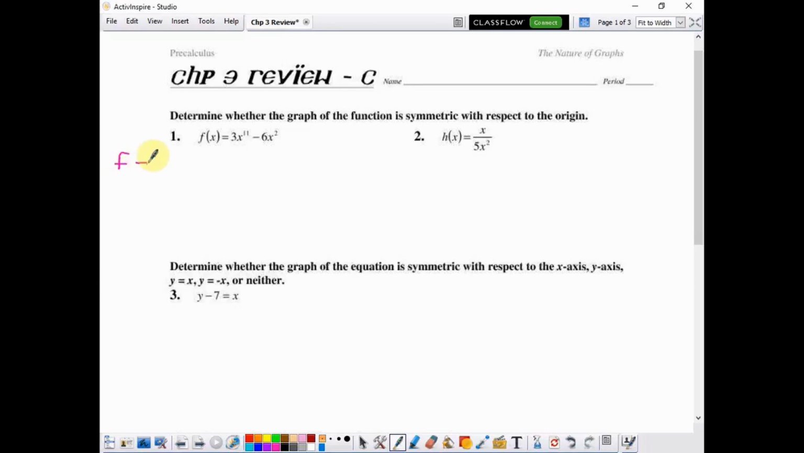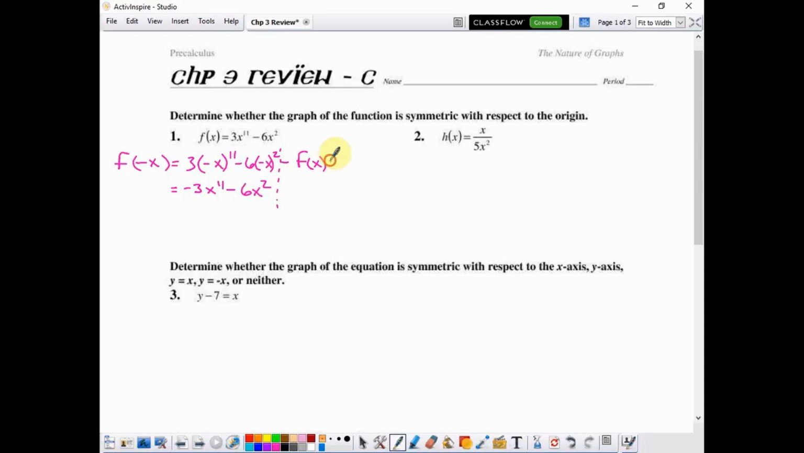You test, does f of the opposite of x equal the opposite of f of x? F of the opposite of x is 3 times negative x to the 11th power minus 6 times negative x squared. An odd power will not cancel out all of the negatives, so this is going to be the same as negative 3x to the 11th minus, and this is an even power, so it will cancel out this negative. However, this one is not canceled out, so we have minus 6x squared.